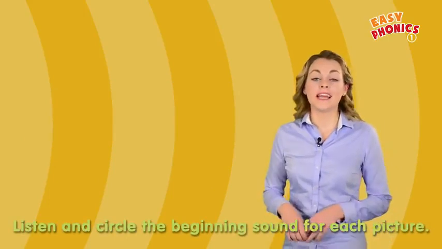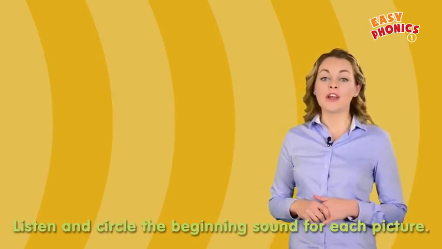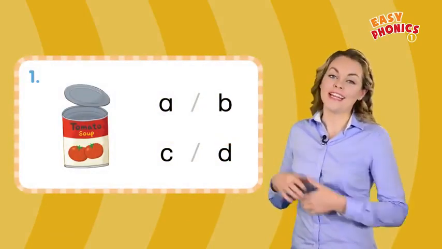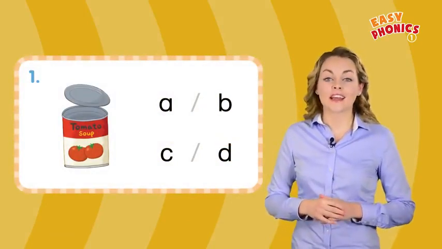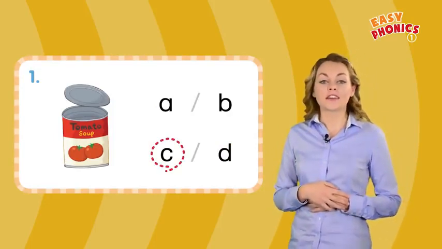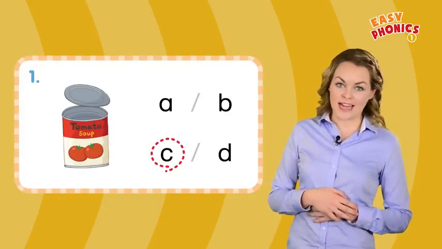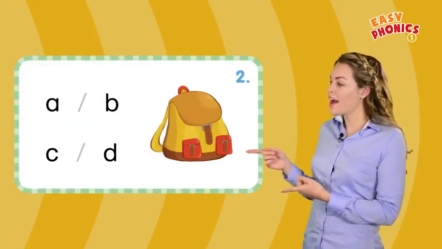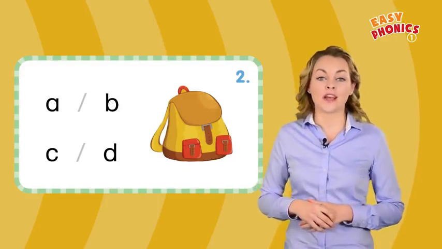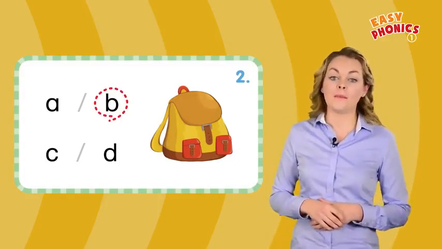Okay, now listen and circle the beginning sound for each picture. Do you remember what this picture is? That's right, it's a can. So go ahead and circle the letter C. All right, next, it's a bag. Yes, bag. So circle letter B for bag.